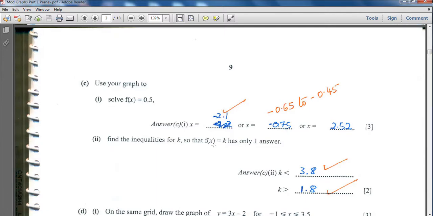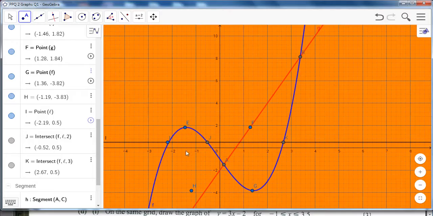f(x) is the function which is plotted. f(x) is all the values on the y-axis. So which means here we are talking about the value of k which lies on the y-axis. But we are interested only in those values of k for which there is exactly one answer, only one solution. So for this, we need to again look at our graph carefully. So there you go. That's where our graph is.